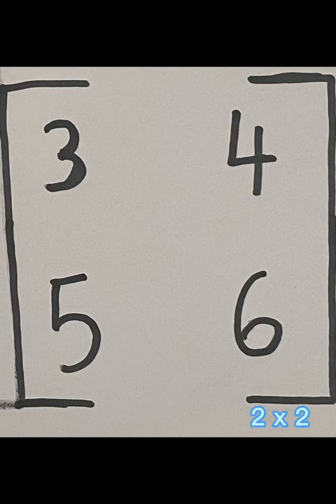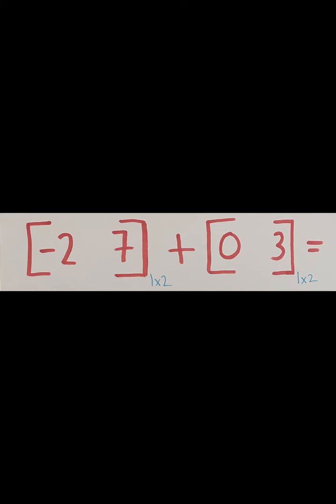Now, I'll be solving another easy example. First of all, we should check if the two matrices have the same dimension. The first matrix has a dimension of 1 times 2, and the second matrix has a dimension also of 1 times 2. Since both matrices have the same dimension, we can add them.